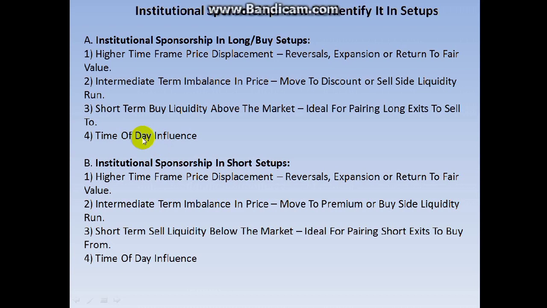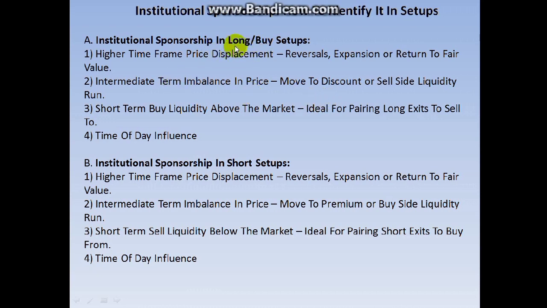Okay, so for us to identify institutional sponsorship, there are going to be four major things that we look for in price. In terms of long setups, there's going to be a form of higher time frame price displacement. It might be in the form of reversals, expansion, or return to fair value. Then an intermediate term imbalance in price, which is a move to discounts, or a sell side liquidity run.